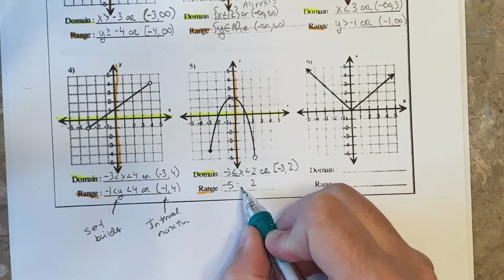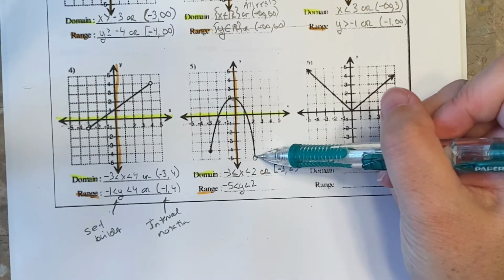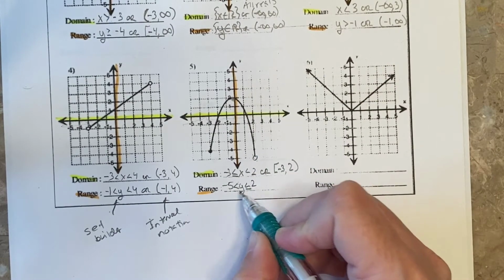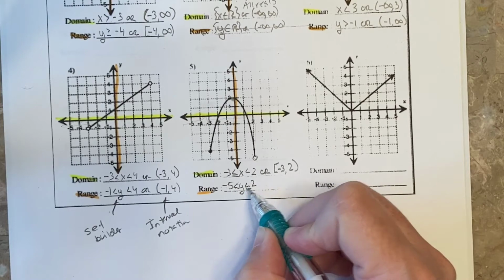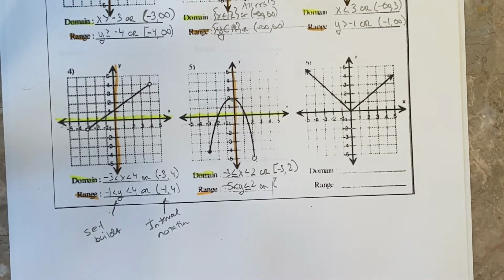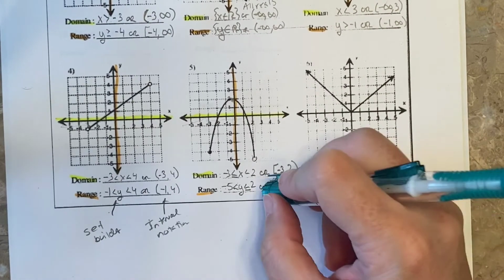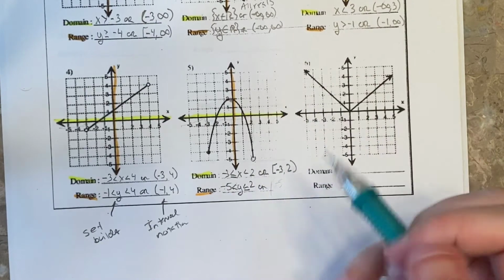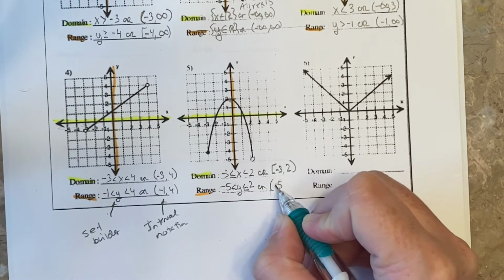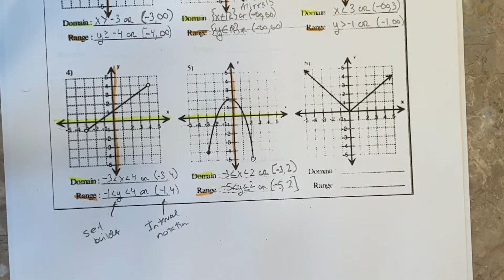Okay, Y in the middle, arrows to the left. -5 is open, but 2 is closed. So -5 is less than Y, which is less than or equal to 2. Or we have an open parentheses on -5, and then 2 will be our bracket because it's closed.